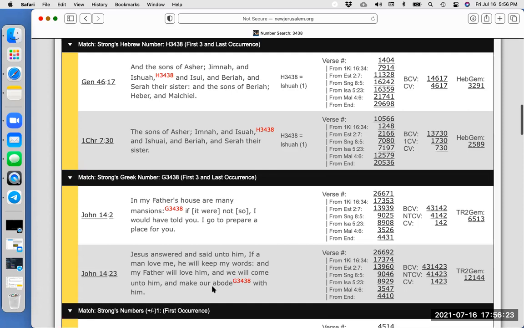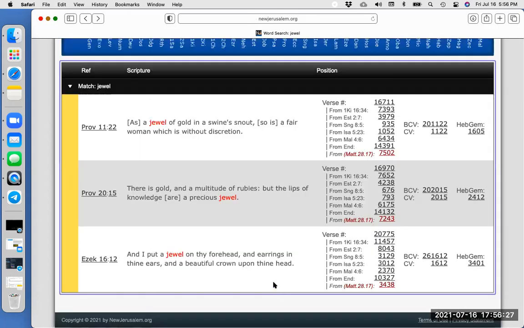We will come and make our abode, our mansion with him. Now, okay, that makes sense to me, because the forehead, tabernacle. Remember we were talking about the outer court, the inner court, and the Holy of Holies, in these three levels. You start with understanding, and then you move to wisdom, and then you move to interpretation.